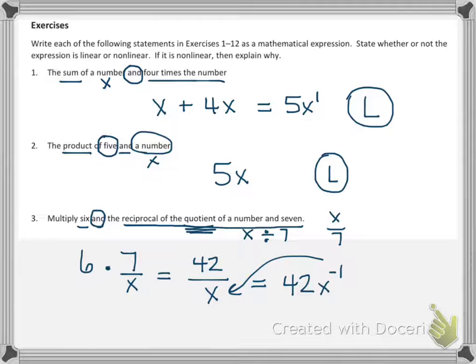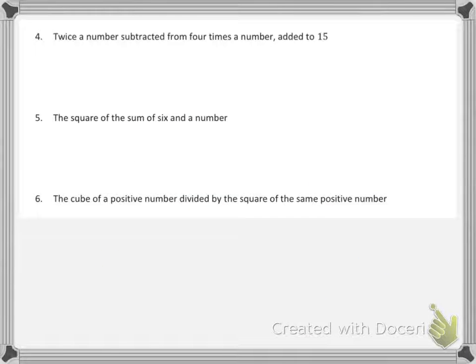So in this case, we have an exponent that is not a 0 and not a 1. It's actually a negative 1, so that makes this nonlinear. That's a nonlinear expression. All right. Number 4.